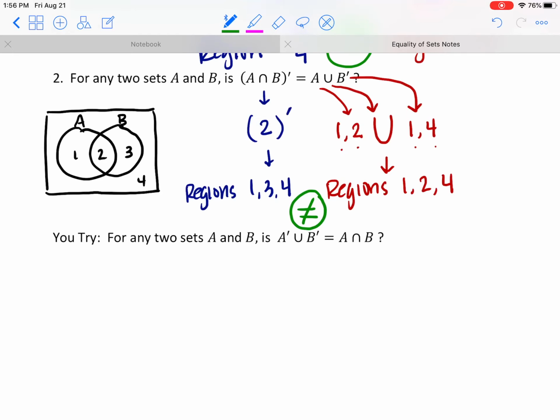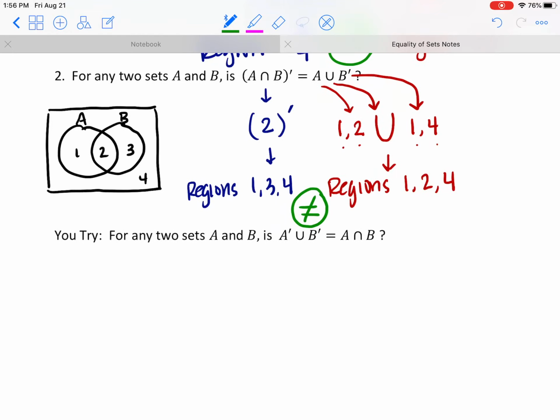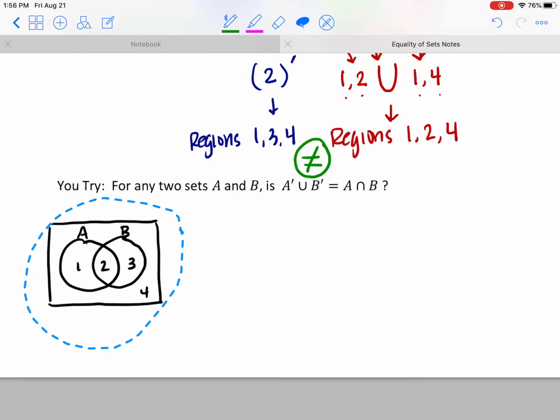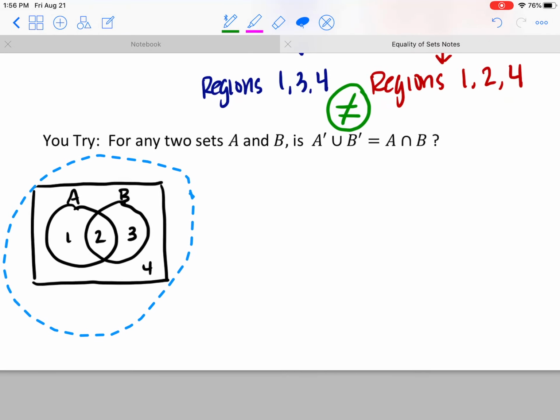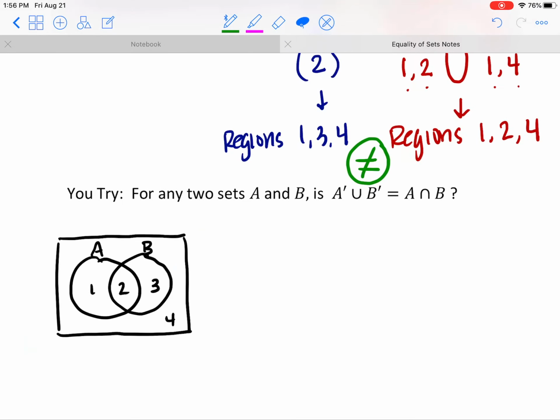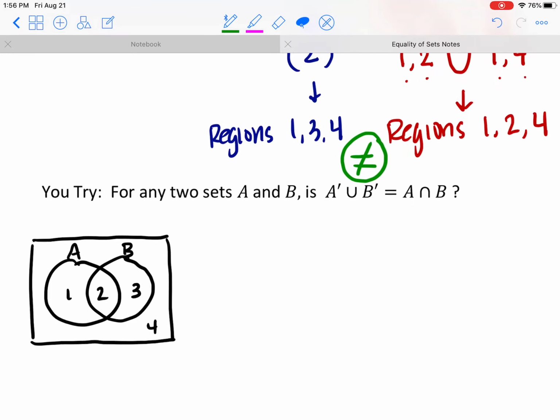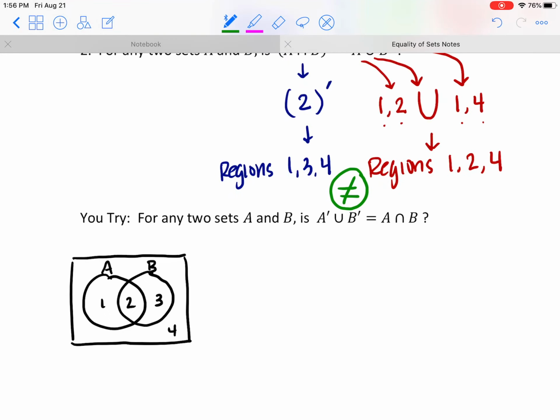Okay, let's try that again, and I'm going to use this picture again, and feel free to use the one that's above. I just don't want to keep scrolling back and forth. Okay, so for any two sets A and B, this is what our Venn diagram would look like. This is our general 4 regions. Now we're going to try to compare. Let's see, we have the complement of A united with the complement of B. Okay, so A encloses 1 and 2, so the complement would be 3 and 4.